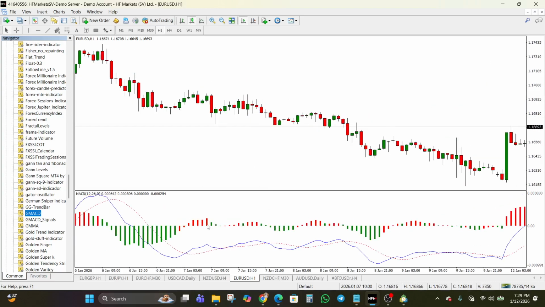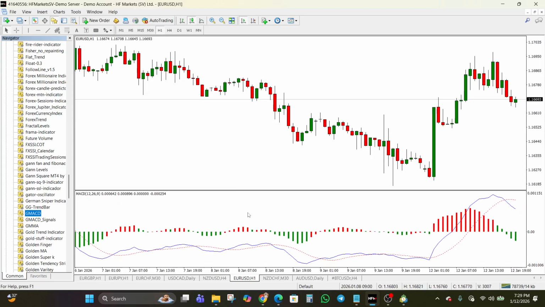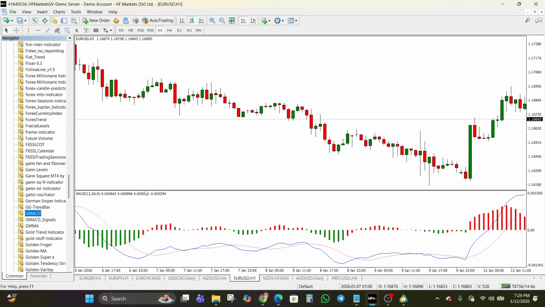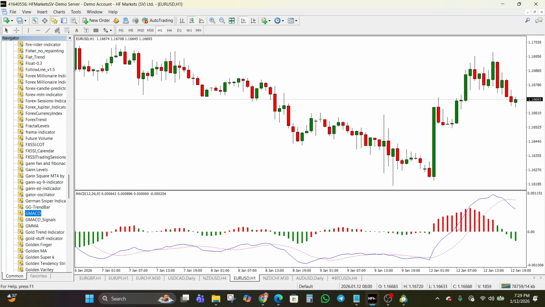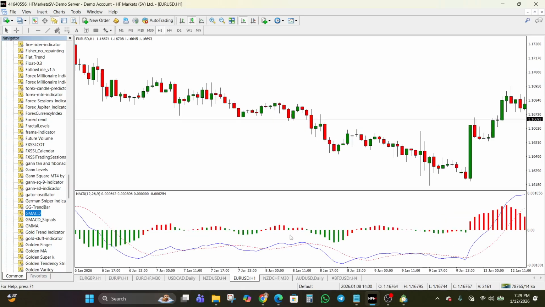Okay, but you should pay more attention to your histogram bars when the histogram bars cross above the zero level. When the histogram bars cross above the zero level, it shows that bullish momentum is prevailing. Like we can see what happened here. The red bars above the zero level show bullish momentum, and then when you have green bars below the zero level, it shows bearish momentum.